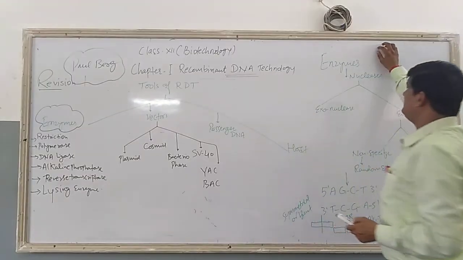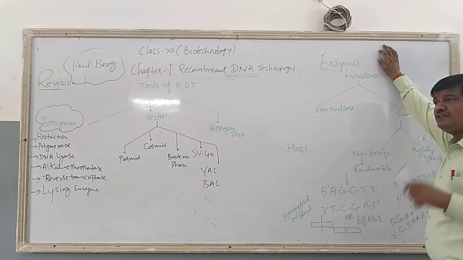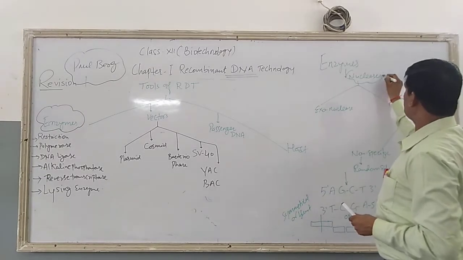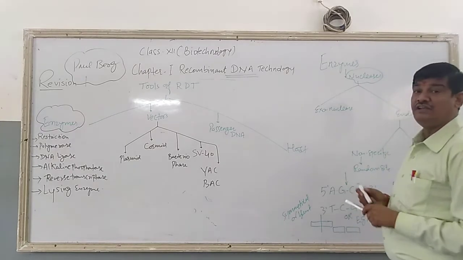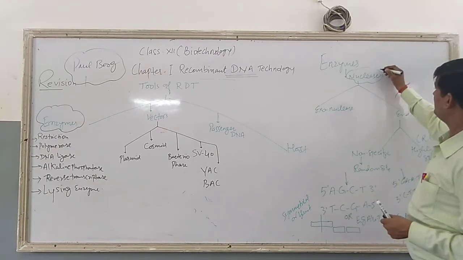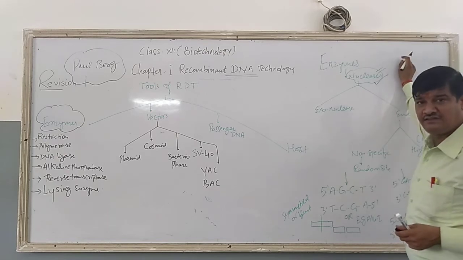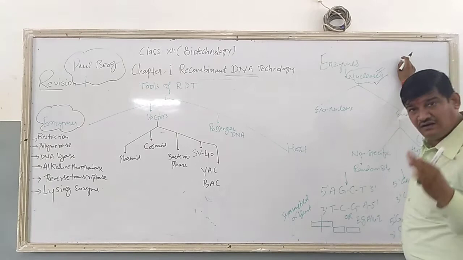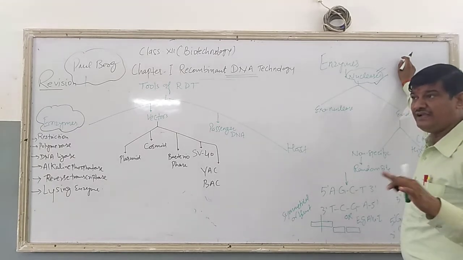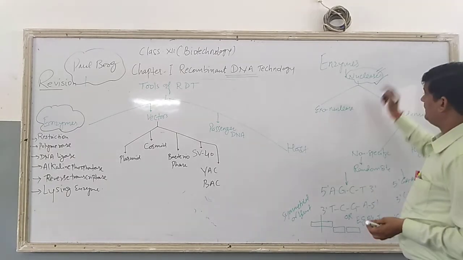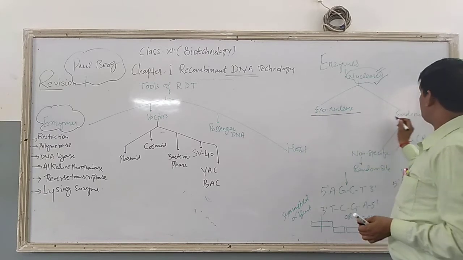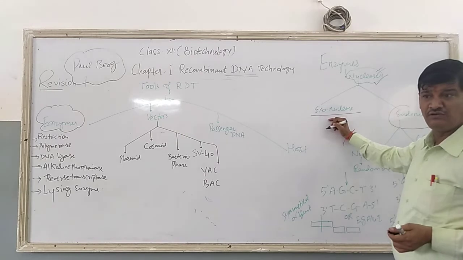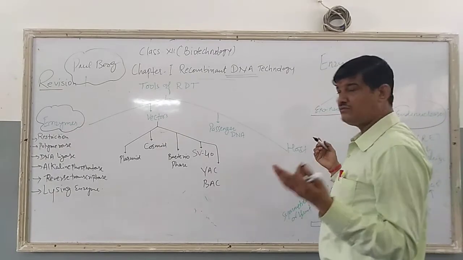These enzymes which are used in genetic engineering are derivatives of nucleases. What are nucleases? Nucleases are a group of enzymes which have the power to cut a large DNA fragment into small lengths. Nucleases are of two types. The first one is called exonucleases. What is the meaning of exonucleases?